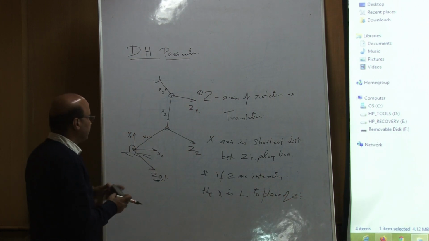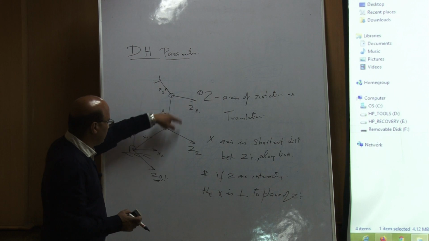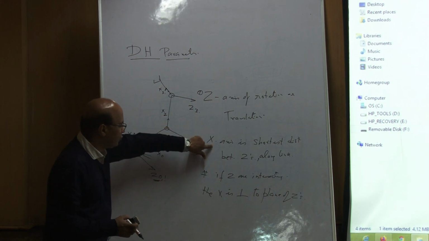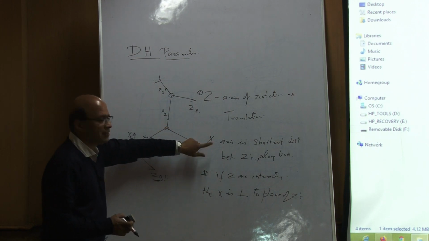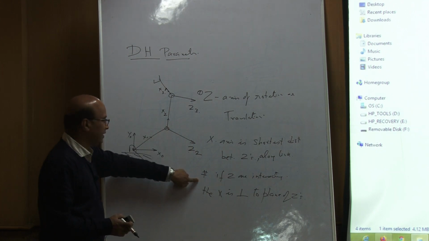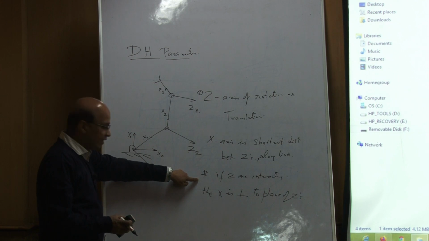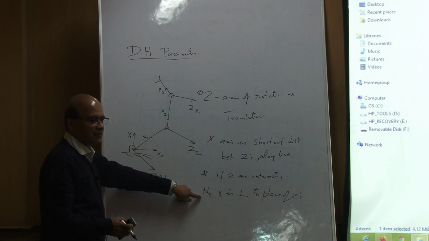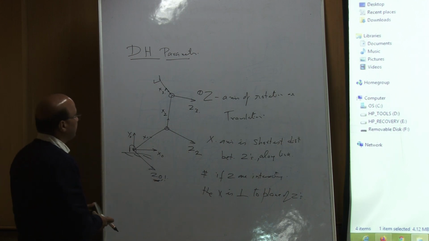Okay. So in this case, the z's are parallel, so this condition is okay. X is the shortest distance between the z's because they are parallel. Now if the z's are intersecting, then there is no shortest distance between them. In that case, the x is perpendicular to the plane of the z's. Let's have a look at this example.